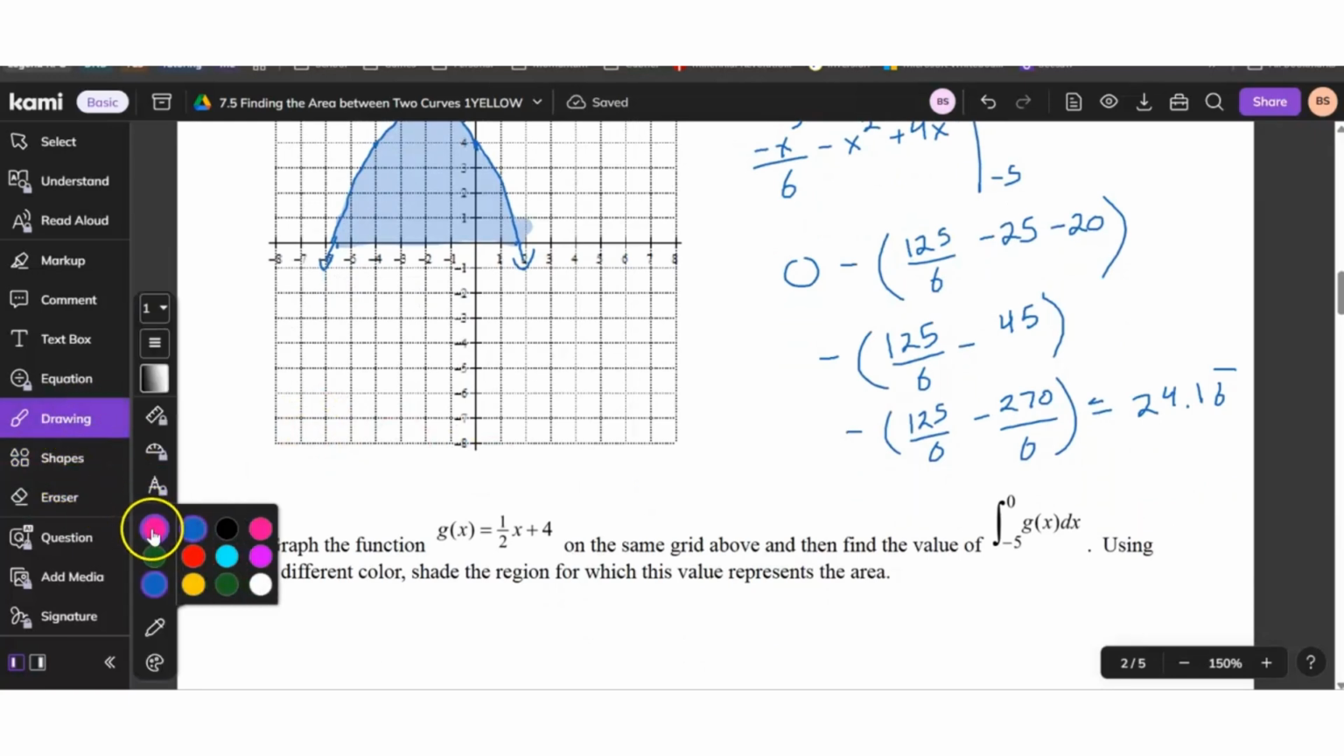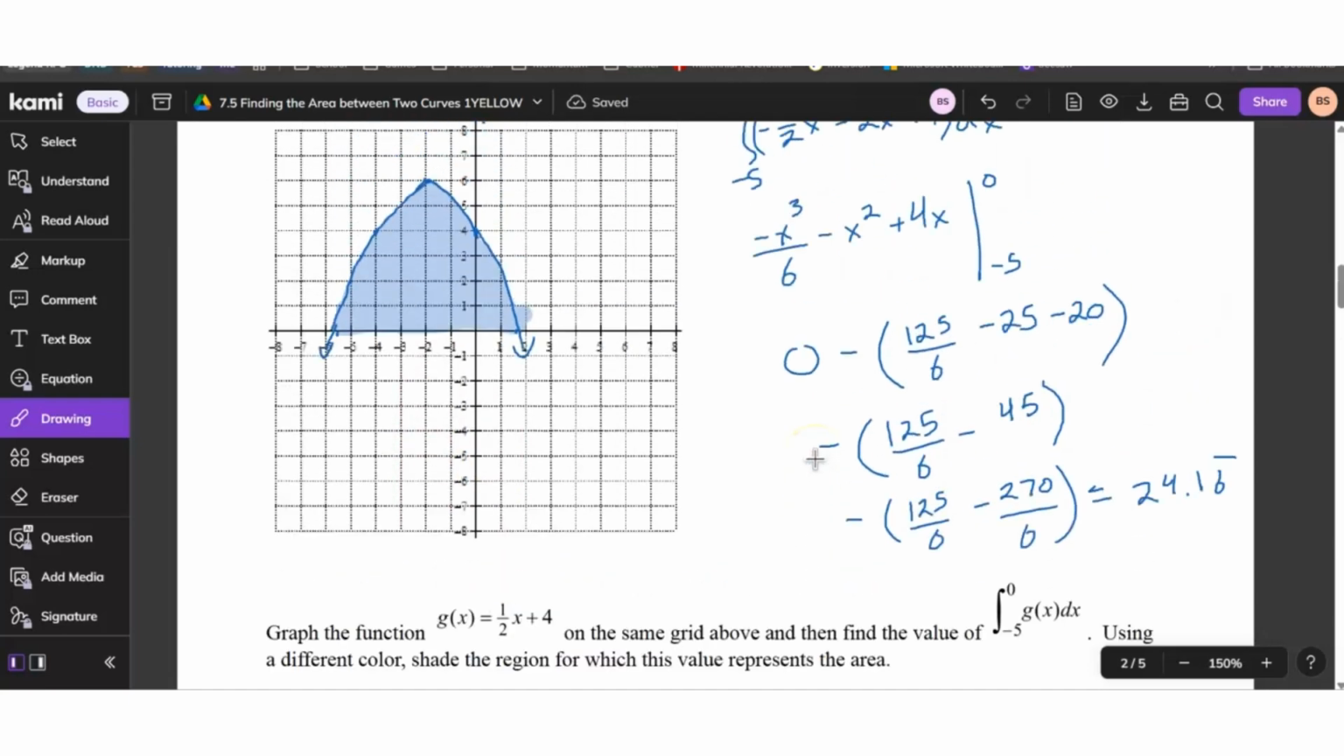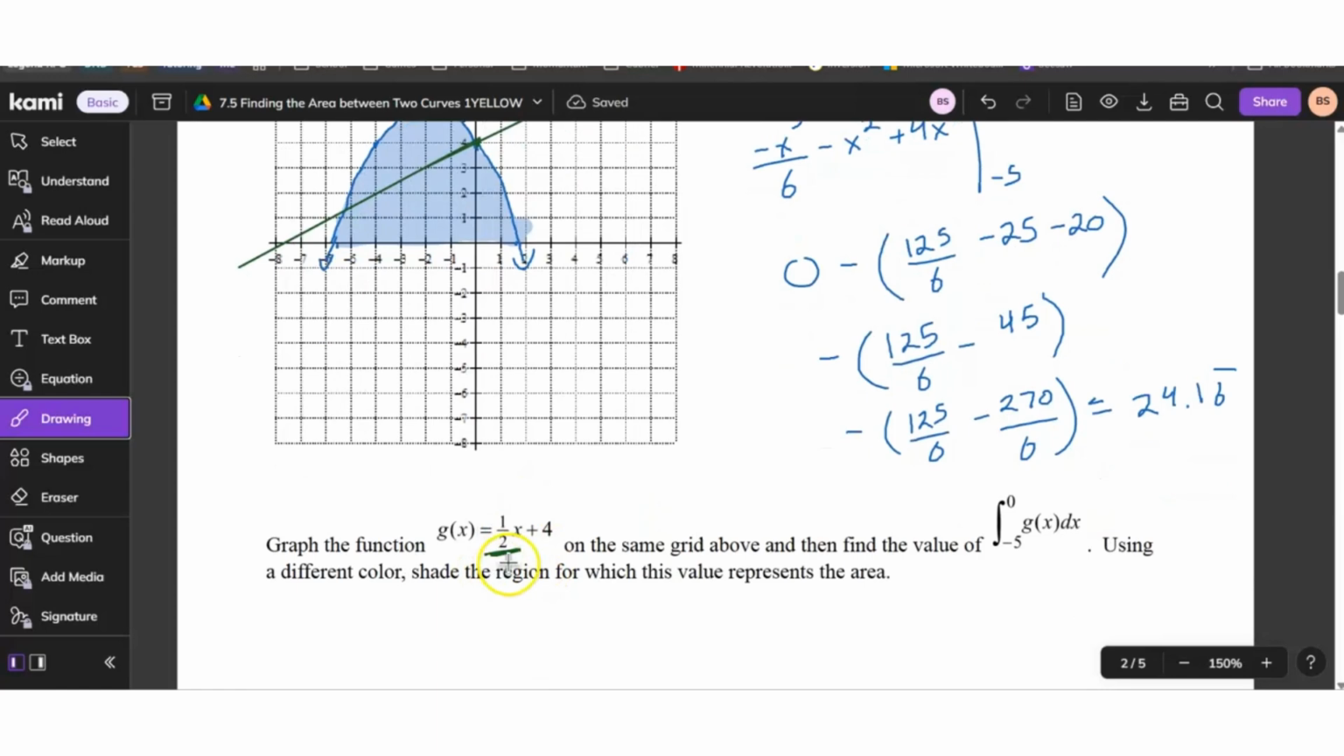Let's use a new color. Graph the function g of x, 1/2 x plus 4, on the same grid. Well, it's going to go through here, and I have a slope of 1/2. So just like that. How do I know the slope is 1/2? It literally says 1/2 x plus 4.